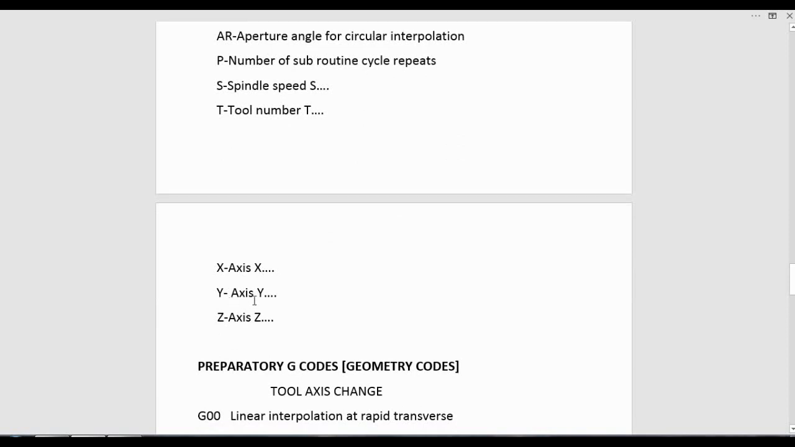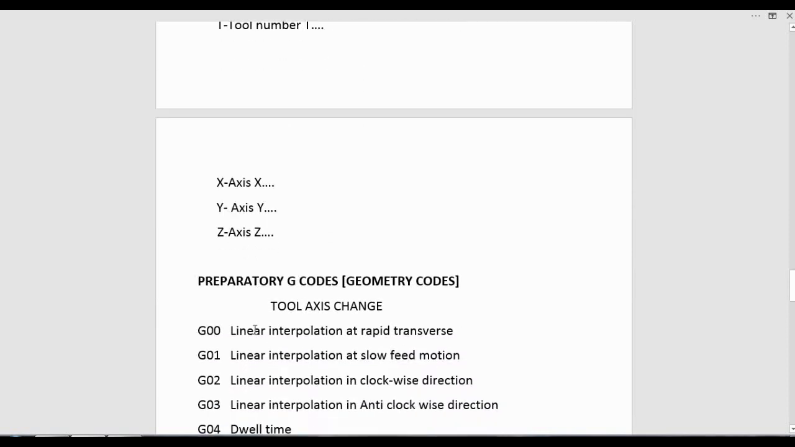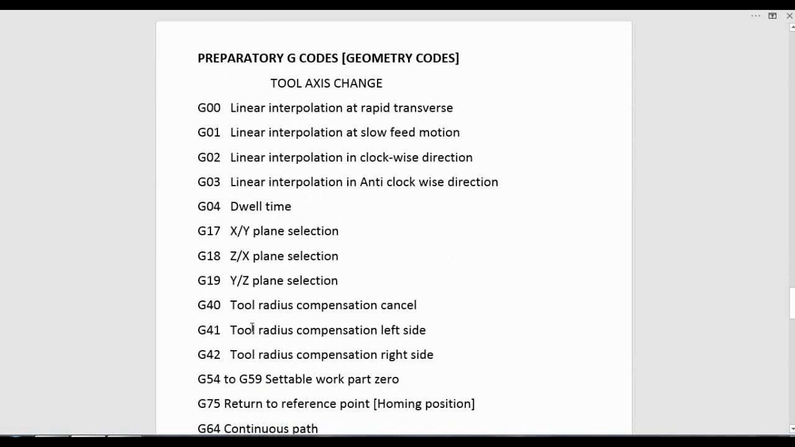Now let us discuss preparatory G codes. These G codes reset the tool axis change. G00, linear interpolation at rapid traverse. And G01, linear interpolation at slow feed motion. G02, circular interpolation in clockwise direction. G03, circular interpolation in anti-clockwise direction. G04, dwell time. This is given in between cycle to cycle.